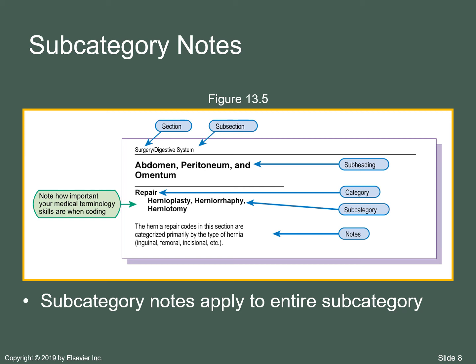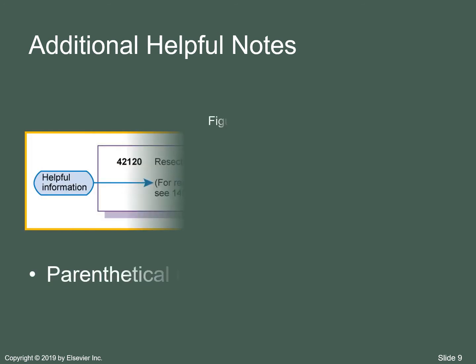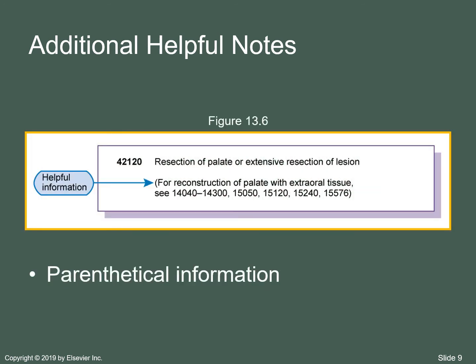For figure 13.5, it gives the section, which is the surgery. The subsection is the digestive system. Then the subheading is the abdominal. So you see the structure that they have. Then the category is repair, and then they have the note underneath it. So it's an order that they go by. It's a structure, so know the structure of the CPT surgery section. Everyone has a system to follow, so follow the system that has been implemented.